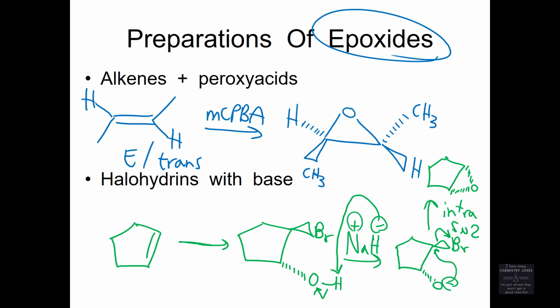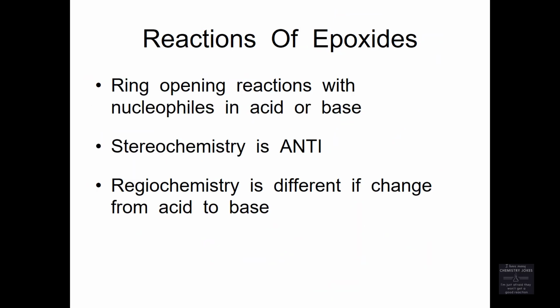They're equally good. You just got to remember that you add Br2 and water to an alkene in order to make the halohydrin. Both of them valid ways to make epoxides. We got to know both. Okay. Epoxides, how to make them.